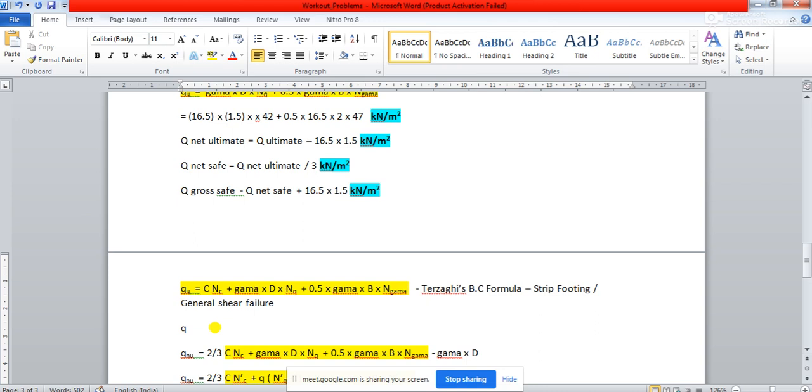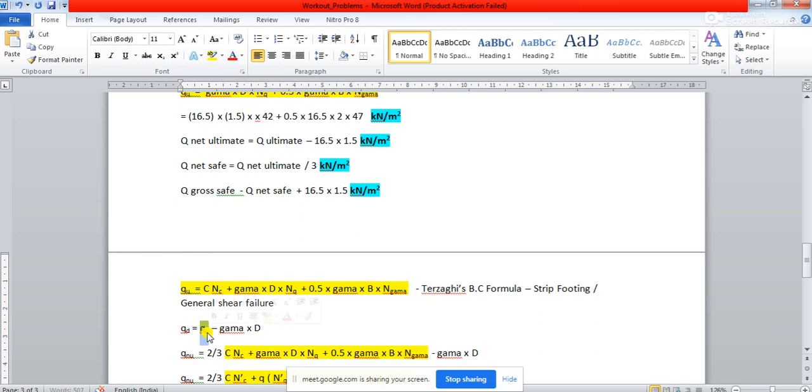So if I write qd as per the Indian Standard Code, what is going to be qd? Tell me. qd is net ultimate bearing capacity. So what can I write for qd? Tell me anyone. qu minus surcharge load. qu minus gamma D, surcharge load. Absolutely correct. So qu minus gamma into D.